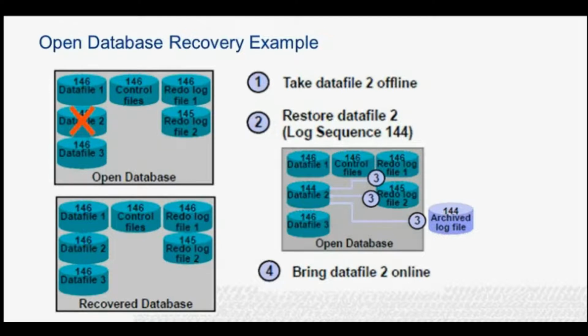Second, because the file is offline, we can now restore it from the backup with the help of operating system commands. Third, use the recover or alter database recover commands to apply the archives and the redo logs to the restored data files with the help of the recover command, that is recover datafile or recover tablespace. Fourth, when recovery is finished and all data files are synchronized, bring the data file online: alter database datafile online, or alter tablespace online.